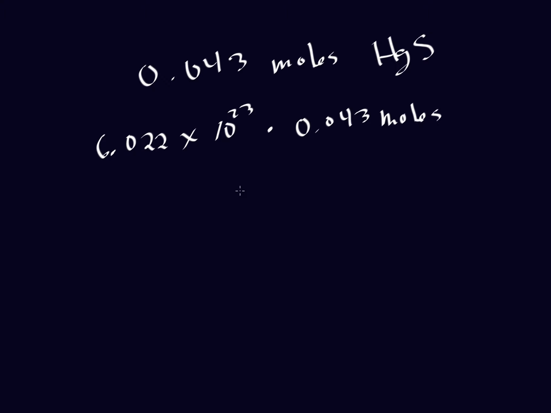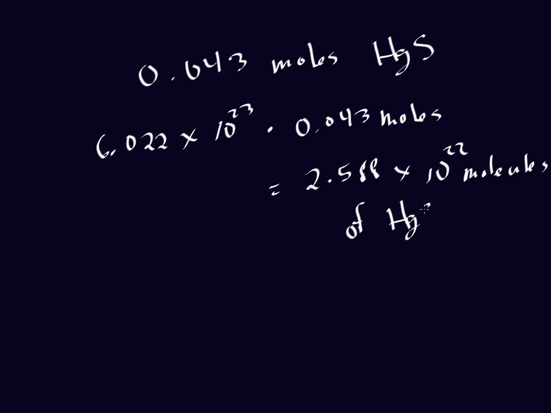And so when we do that, we have 6.022 times 10 to the 23 times 0.043, and that will give us 2.588 times 10 to the 22 molecules of HgS. So that's how many molecules of HgS we have in this 10-gram sample of cinnabar.